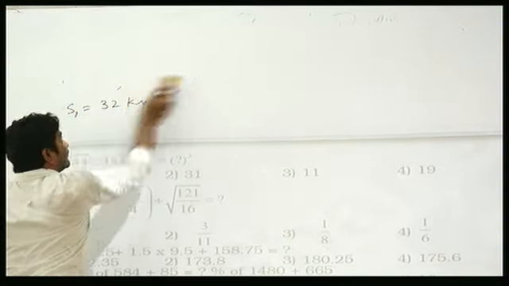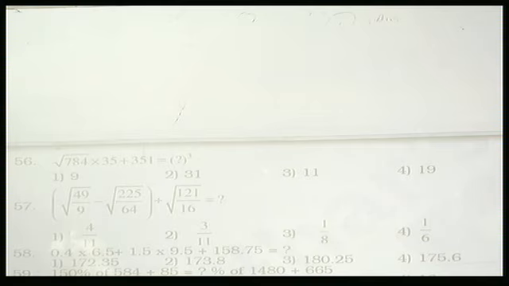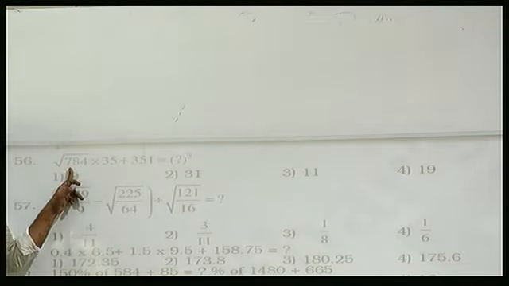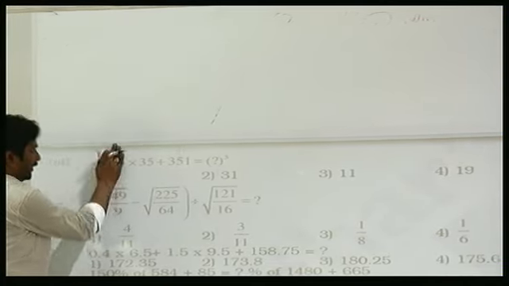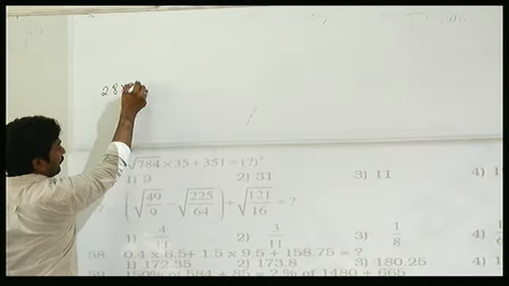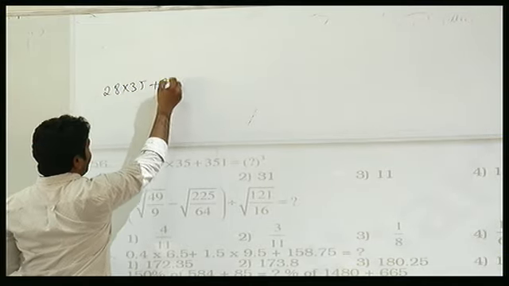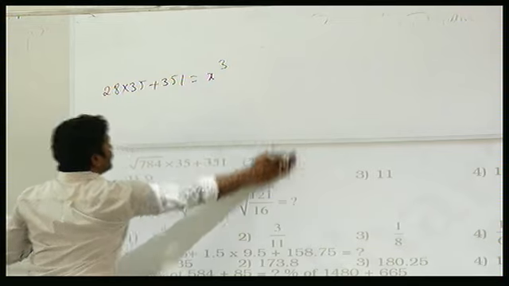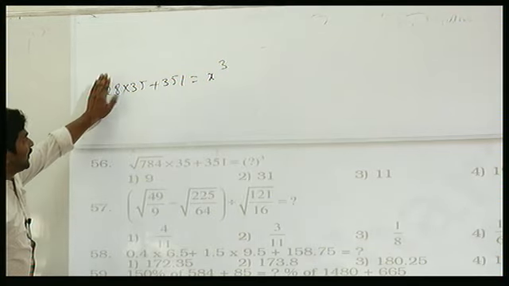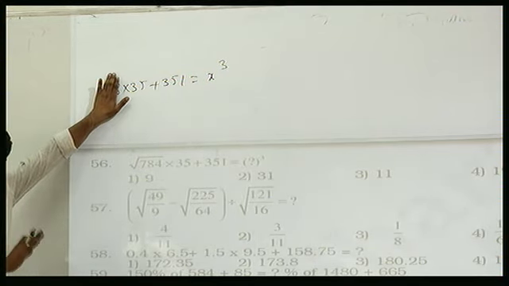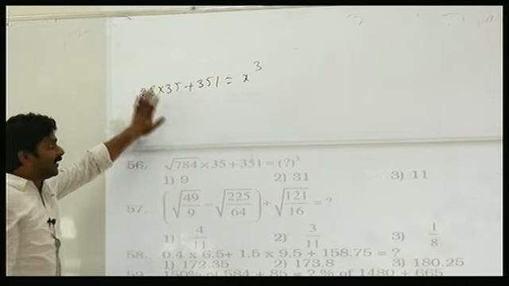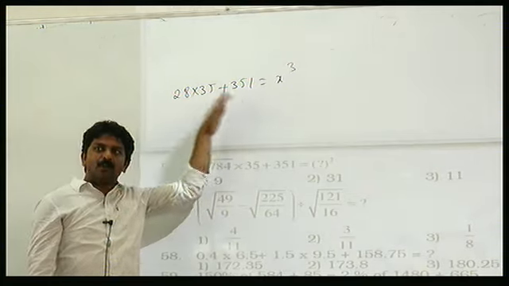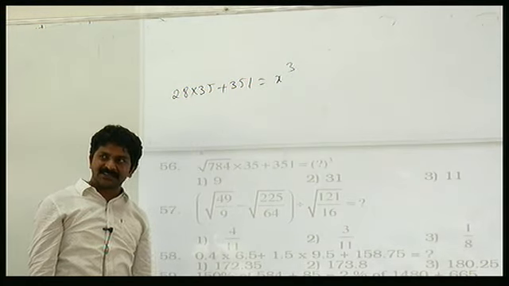56, under root 784. This is 28 square, and the root and square both get cancelled, and you'll have 28 here. 28 into 35 plus 351 is equal to x cube. Just a minute, hardly it is 30. For timing, let's make it 30. 35 times is near about 1000. 1000 plus 300, 1300. What is the cube value which we have in 1000?